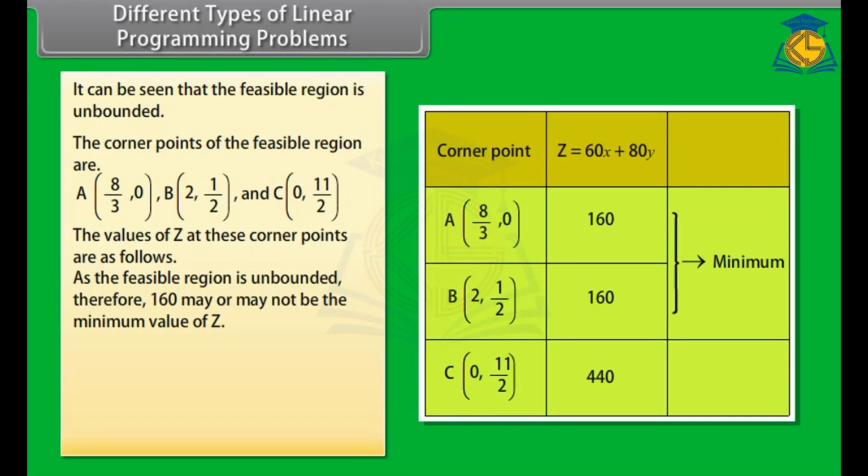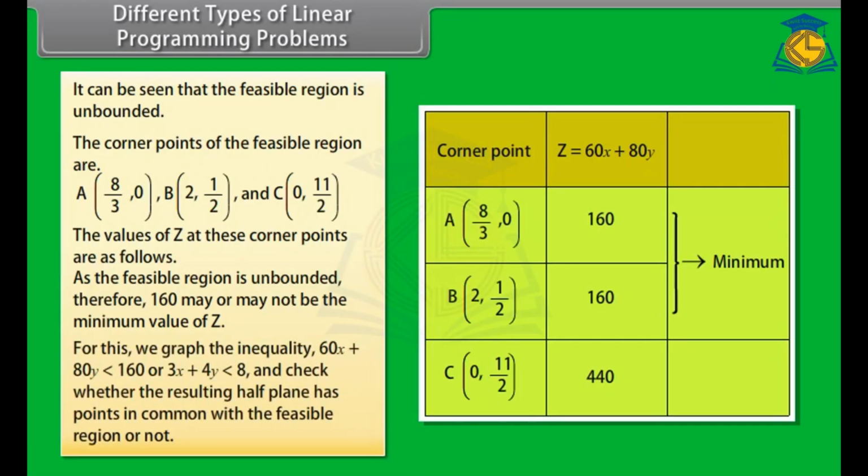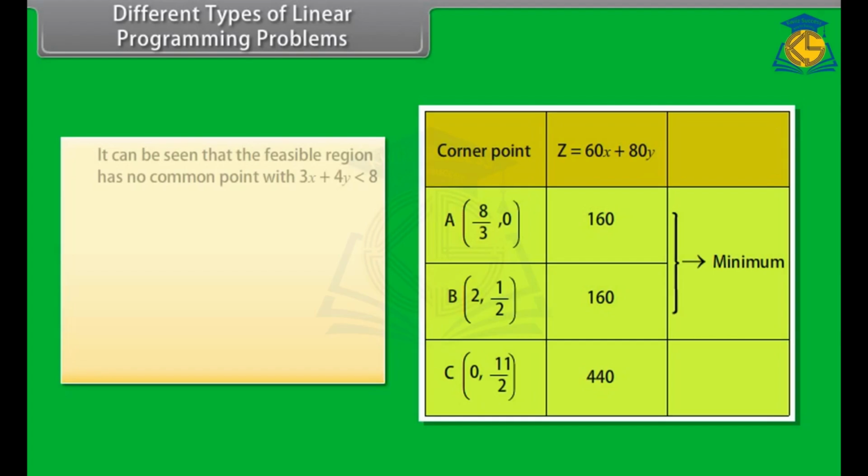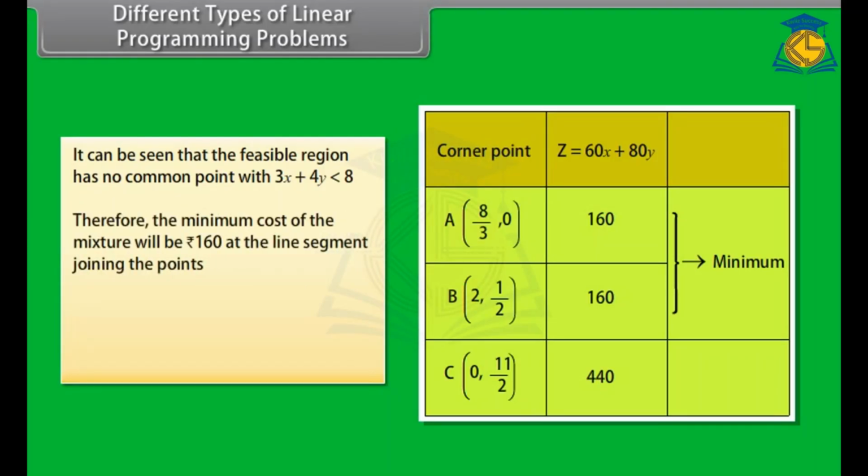160 may or may not be the minimum value of Z. For this, we graph the inequality 60x plus 80y is smaller than 160, or 3x plus 4y is smaller than 8, and check whether the resulting half plane has points in common with the feasible region or not. It can be seen that the feasible region has no common point with 3x plus 4y smaller than 8. Therefore, the minimum cost of the mixture will be Rs 160 at the line segment joining the points (8/3, 0) and (2, 1/2).